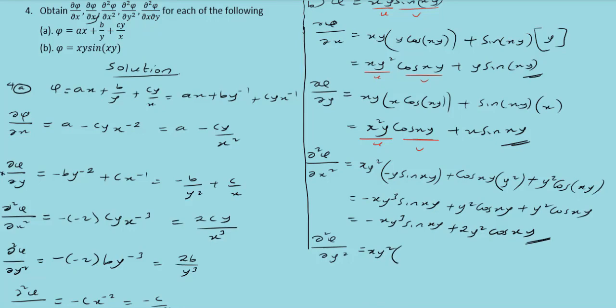Differentiate cos, the answer is minus sine. Differentiate xy with respect to y, the answer is x. So I will have minus x sine xy. That's what I'm going to have. Plus cos xy. Differentiate this with respect to y, the answer will be x squared. That is what the answer will become.